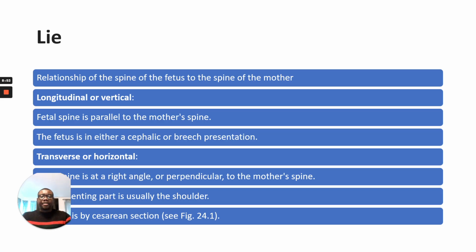The lie. The lie is the relationship of the spine of the fetus to the maternal spine. Now, this has to do with the spine, the vertebra. In this situation, the mother needs to have a normal lie. There are 2 ways the lie can occur. We either have a vertical or longitudinal lie, or we have a transverse or horizontal lie.